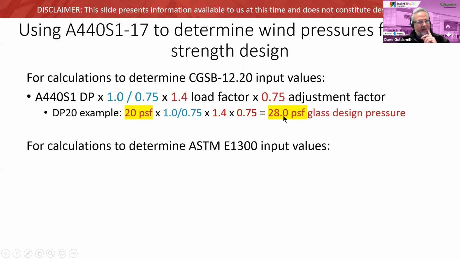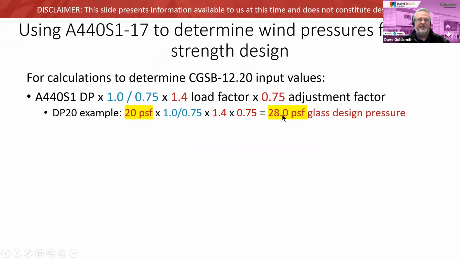I just want to make a quick comment here, Al. Of course, Dave. Those who are familiar with math will notice that the 0.75 in the denominator cancels out the 0.75 in the numerator. So basically, in a simplified way of thinking about it, you could use the A440S1 pressure and multiply it by 1.4. Correct. And that would be the appropriate pressure using the 12.20 standard. Correct. The way it's being described here is absolutely correct as to the way the code works.